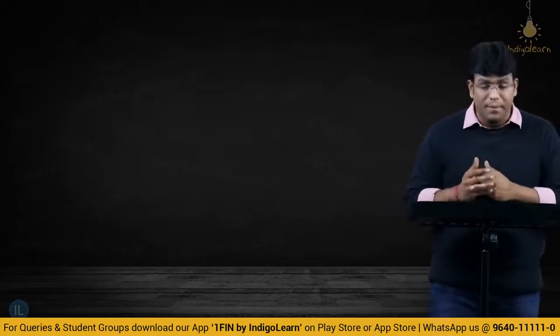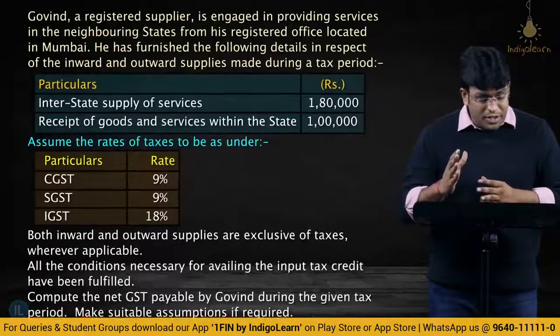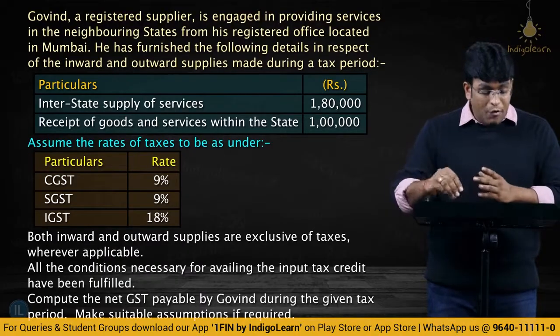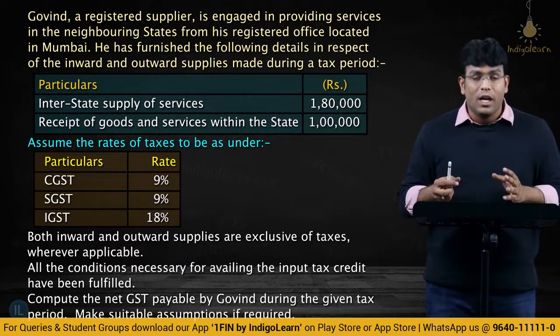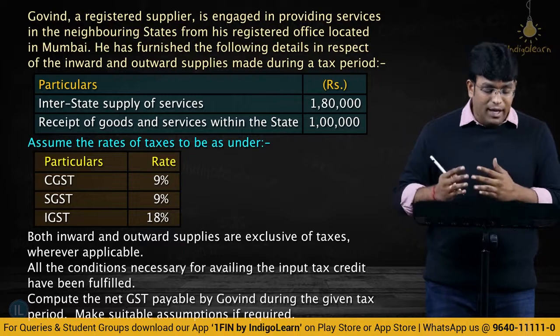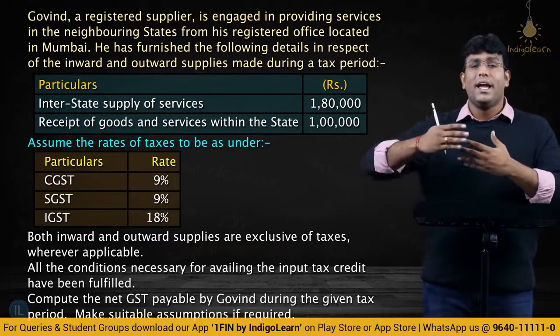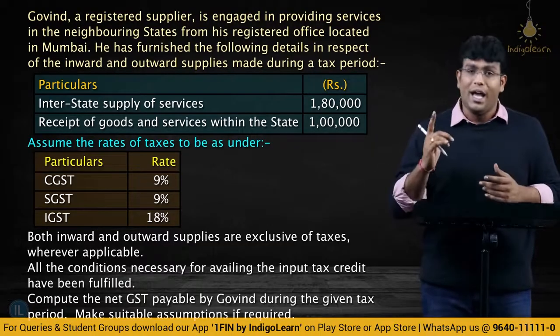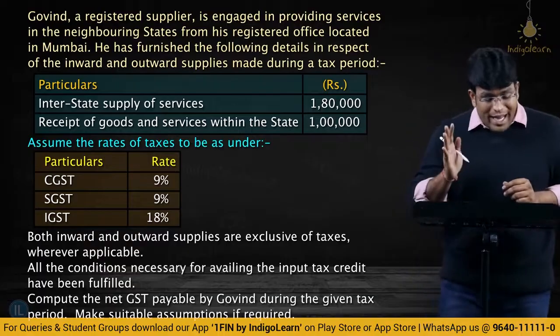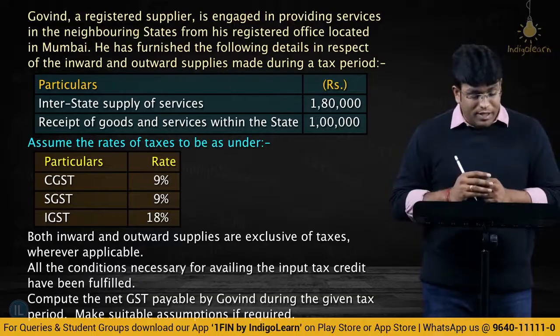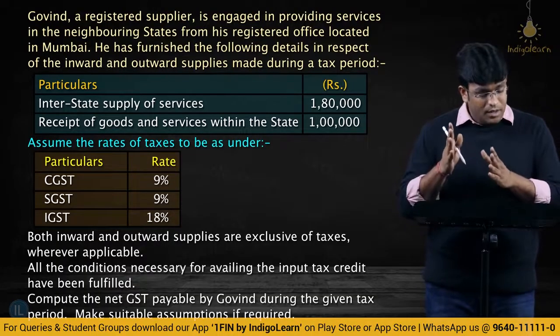Let's look at the same RTP only, there is one more second question, second bit, that is what we'll talk about. Listen, Govind, a registered supplier, is engaged in providing services in the neighboring state from its registered office located in Mumbai. So he is basically in Mumbai and is providing services in a neighboring state. So providing to a neighboring state, technically we call it interstate supply, and we'll charge what? IGST. Correct?